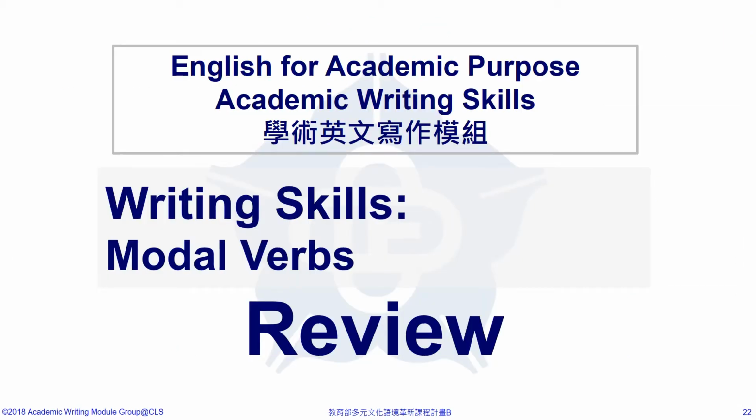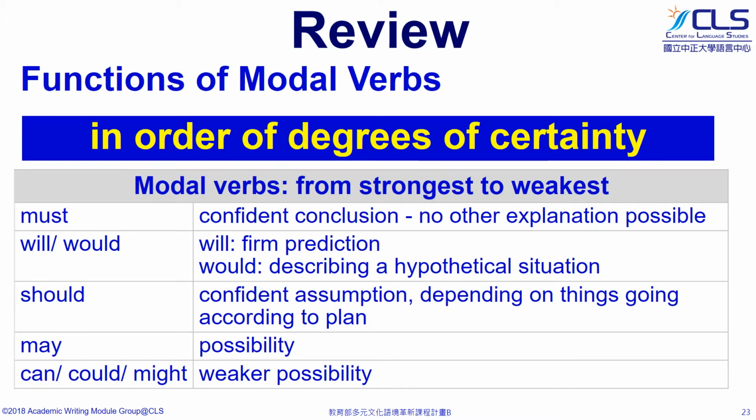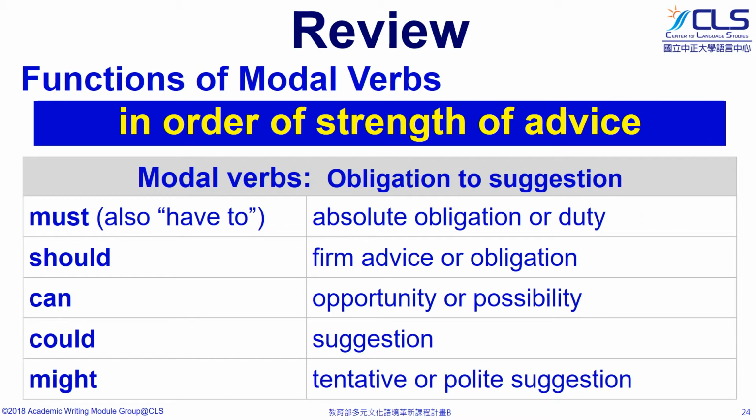Now, let's quickly review what we have learned. As we've learned, there are two main functions of modal verbs. First, here are the modal verbs used to express possibility or different degrees of certainty. It's important to note that they are listed from the strongest to the weakest. And here are the verbs we can use to make suggestions. They are listed from obligation to suggestion.